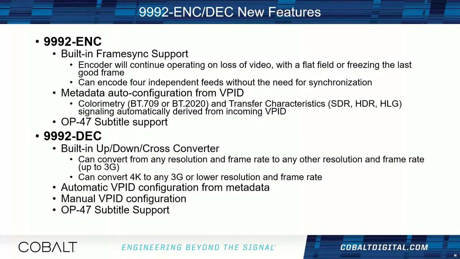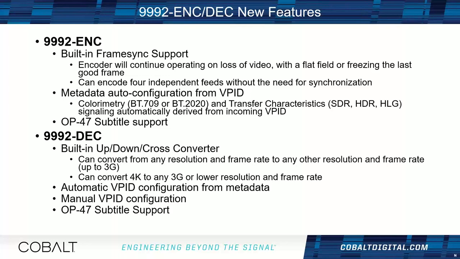Since we're talking about encoders and decoders, I would like to touch on new features. On the 9992 encoder, we now have a built-in frame sync. So if you lose video, the encoder will continue to operate with a flat field or the last good frame. And it can encode 4 independent feeds without the need for synchronization. The frame sync support is built-in, thrown in at no additional cost.